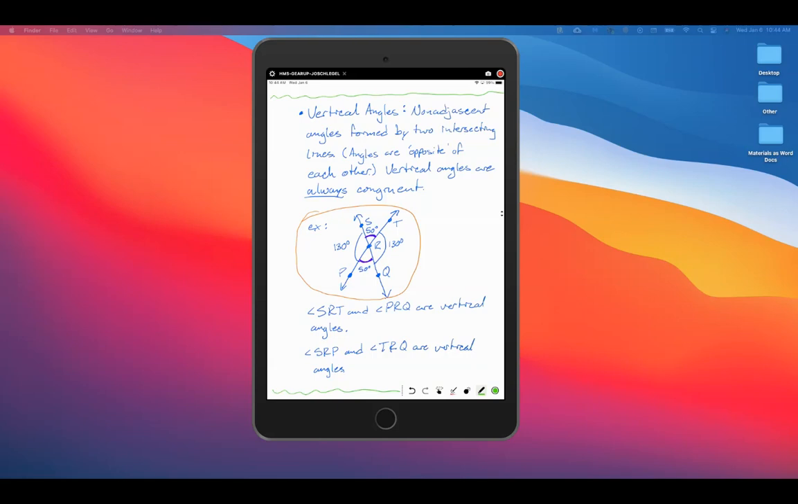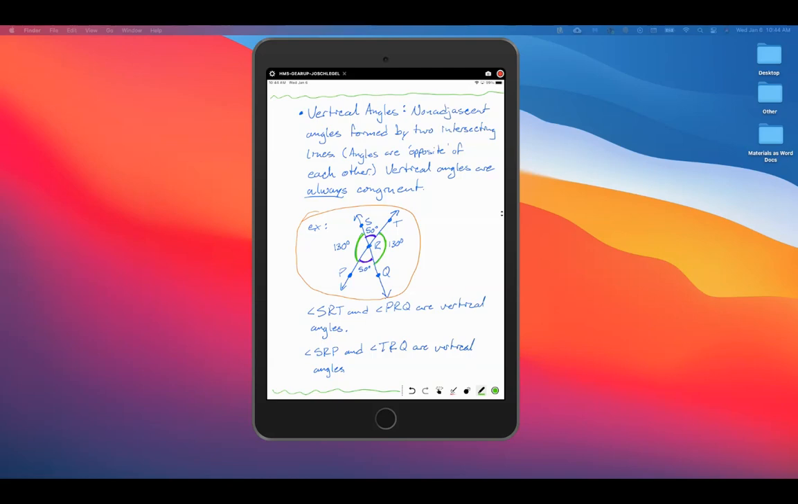Those are vertical angles. Now, if we also look at our other example that I have, angle SRP, that I'm sort of highlighting in green here, is a vertical angle to angle TRQ. Those are both 130 degrees. They are vertical angles. They share a vertex. They are opposite of each other, and vertical angles are always congruent. So vertical angles are pretty simple, but they are super duper helpful as we move forward.